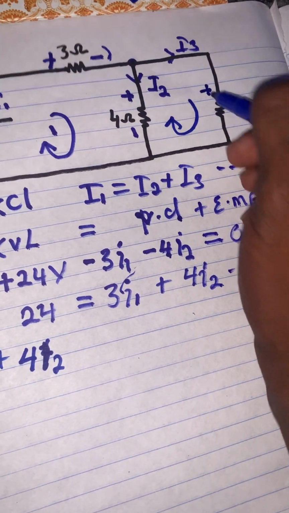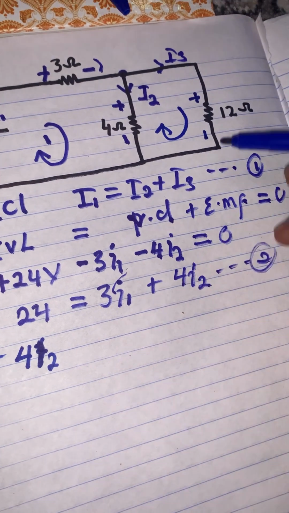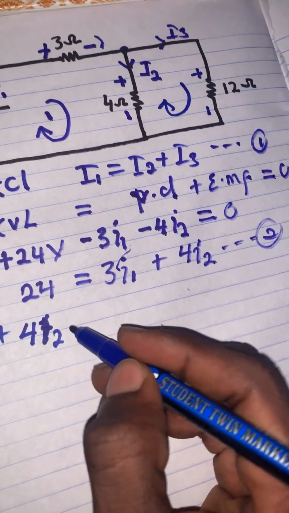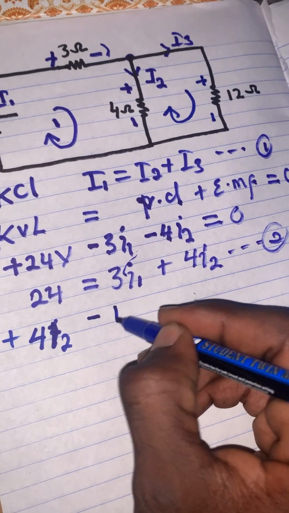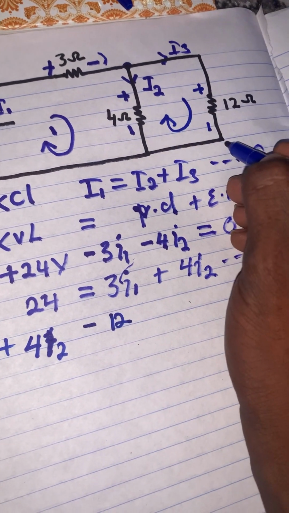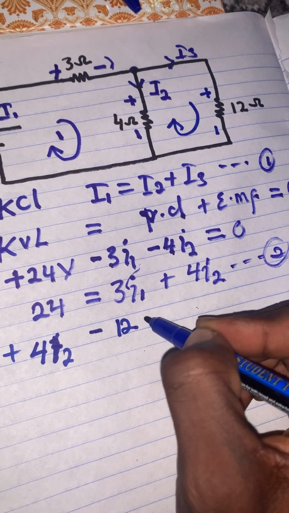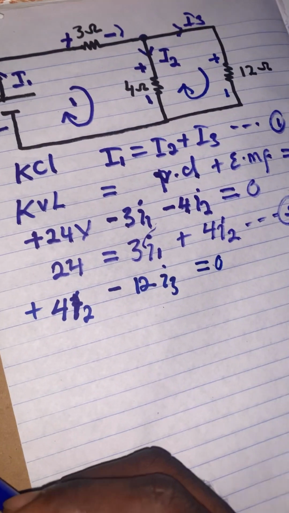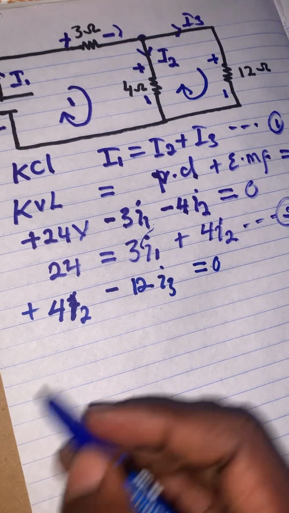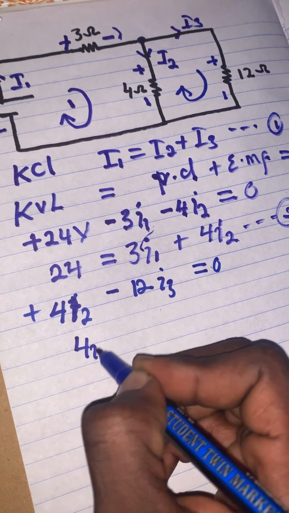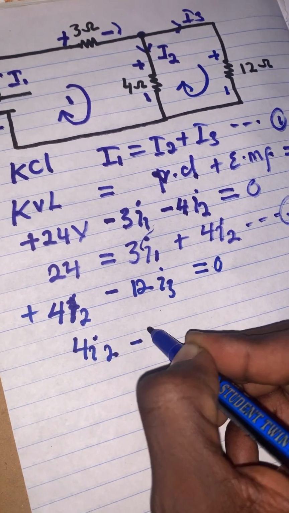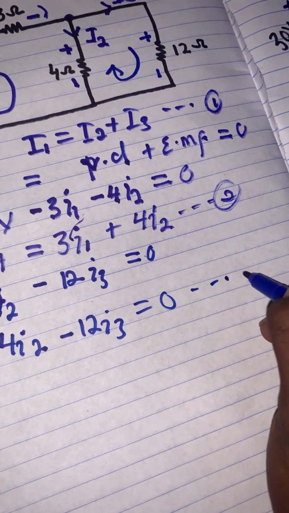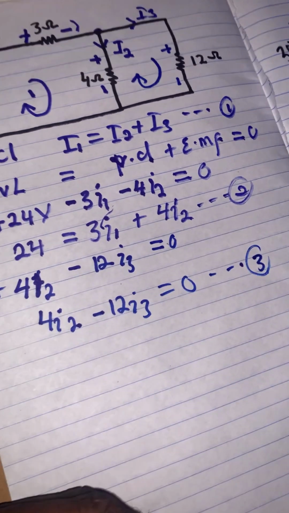It enters from positive to negative, and this is the first sign. We neglect the first sign, we carry the last sign. Negative 12, but I3 enters into the 12 ohm resistor, so negative 12 I3. Then we set this to be 0. This is 4I2 minus 12I3 equals 0. Let this be equation 3.